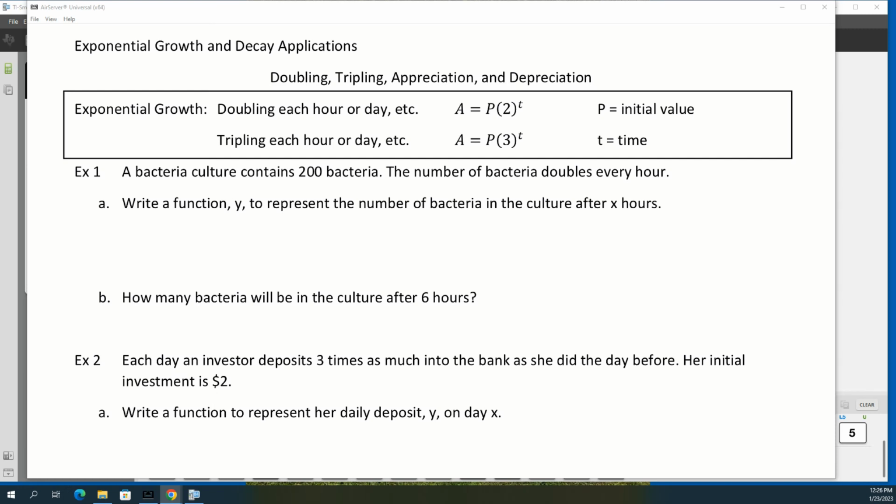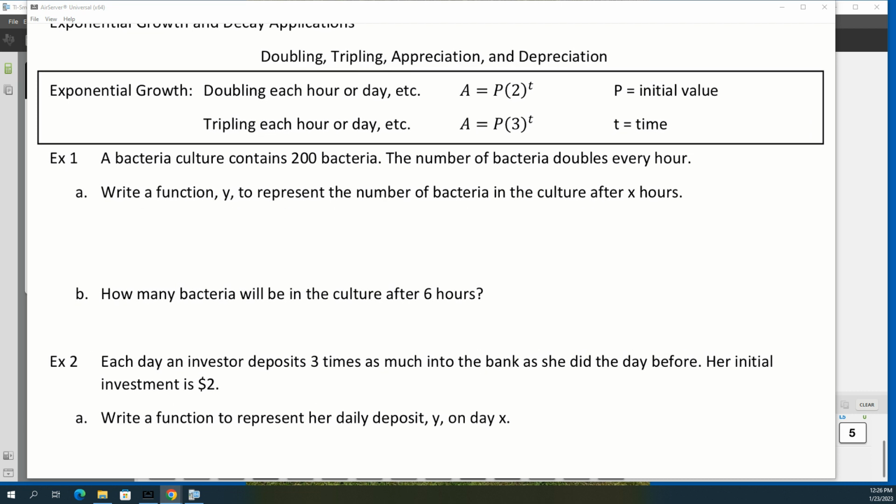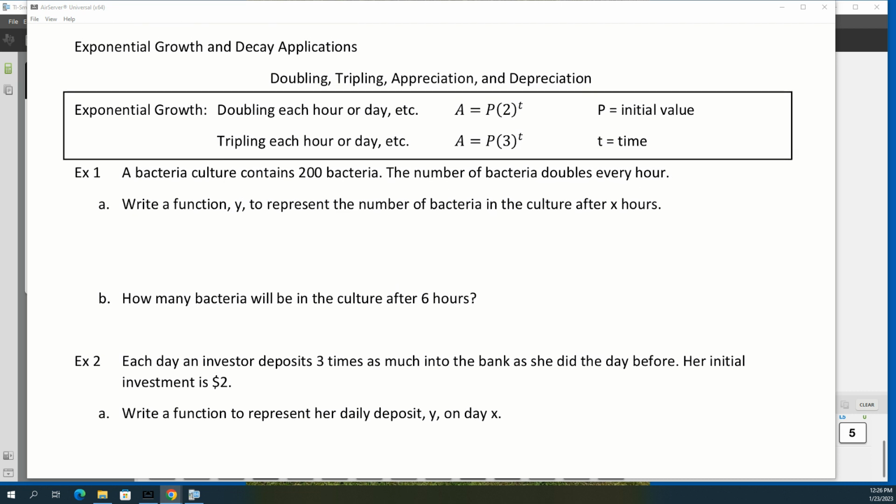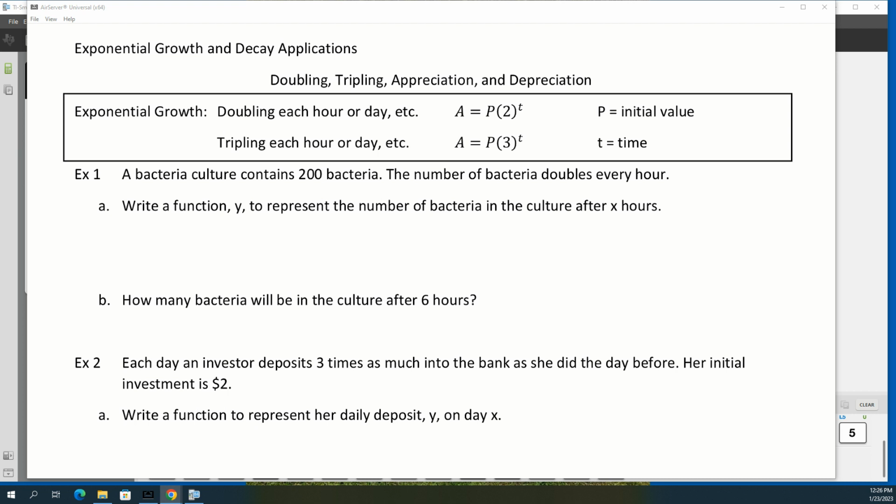All right, so today we're going to apply some of these things we've learned about exponential and logarithmic equations. And so we're going to learn a few formulas that we're going to use. And so the first two are for doubling and for tripling. All right, and what you're going to notice on all of these formulas, the very first thing after the equal sign is going to be the initial amount.